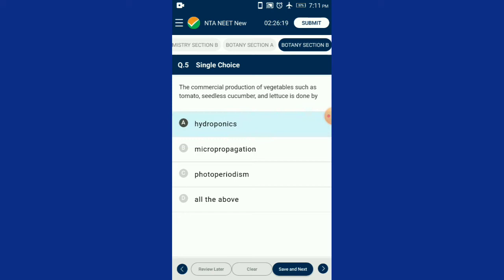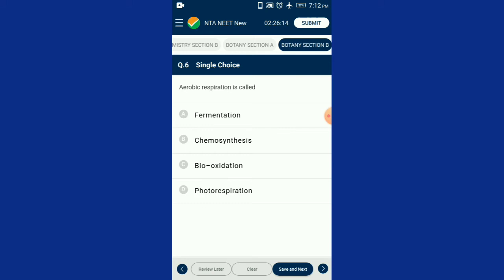Question number 6. Aerobic respiration is called. Respiration uses oxygen and completely oxidizes organic food, mainly carbohydrates, to carbon dioxide and water. Therefore, it releases the entire energy available in glucose. It is divided into two phases, glycolysis and aerobic oxidation of pyruvic acid. Because it takes place in living beings, that means biological matter, it is called a biooxidation process. So the answer is option C, biooxidation.